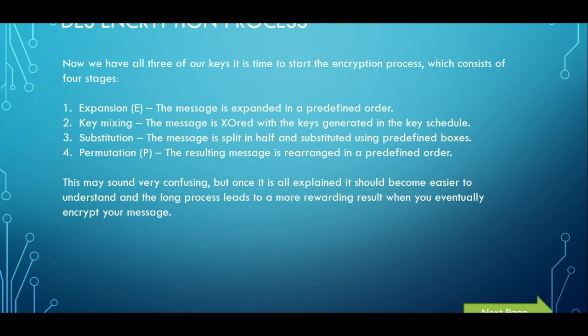So now we have to go through the DES encryption process. Now this can be confusing. It might be confusing stating it now, but when we go through the stages, you'll start to understand it a bit more. So expansion is where the message is expanded in a predefined order. So it's expanded into an order that is already given to us.